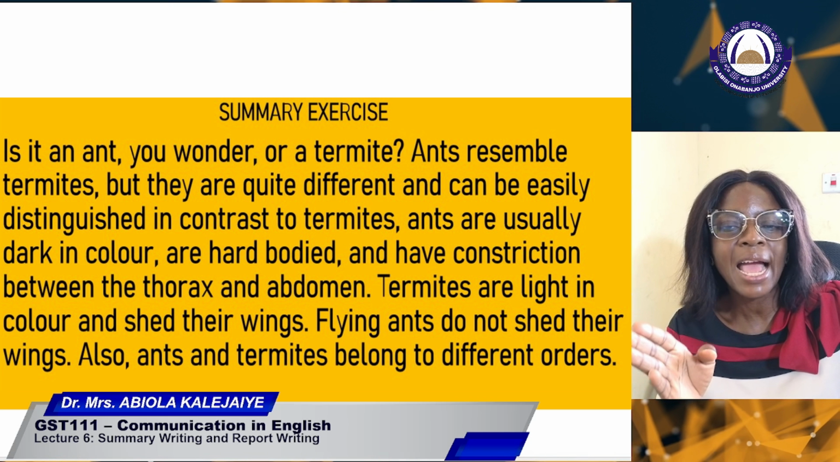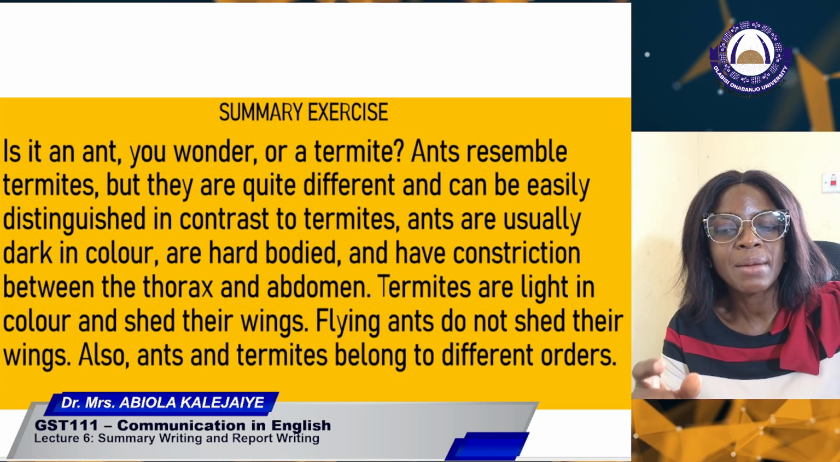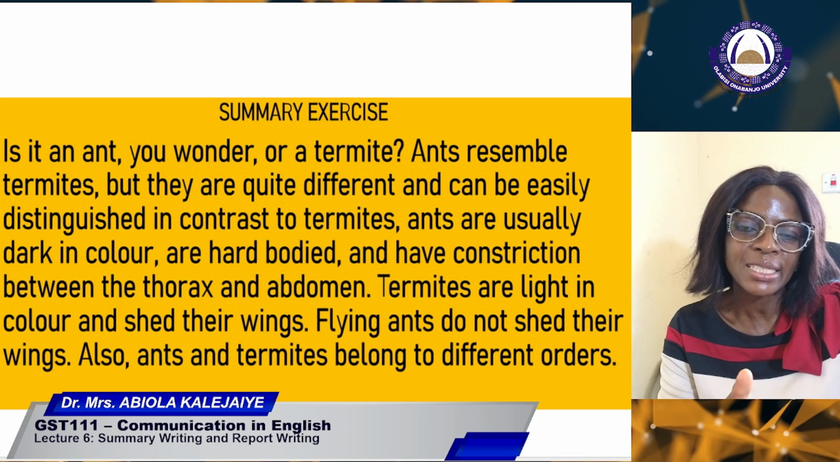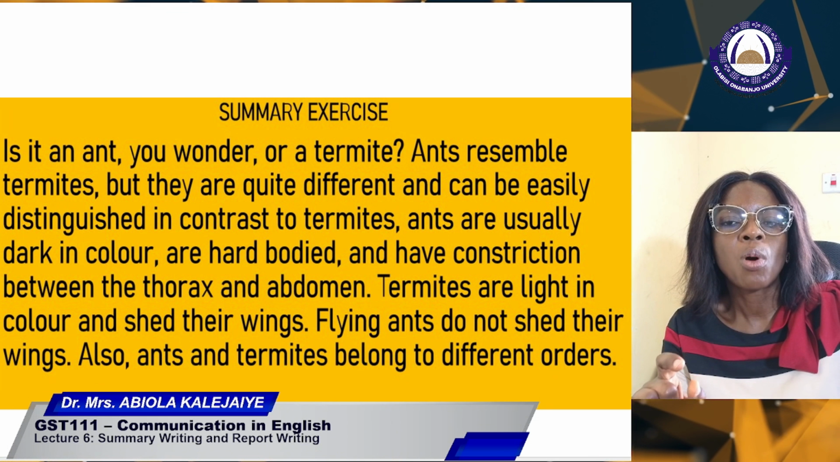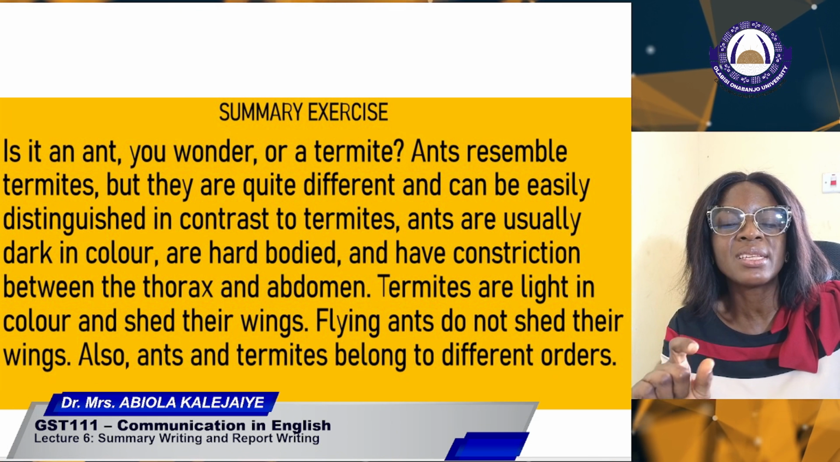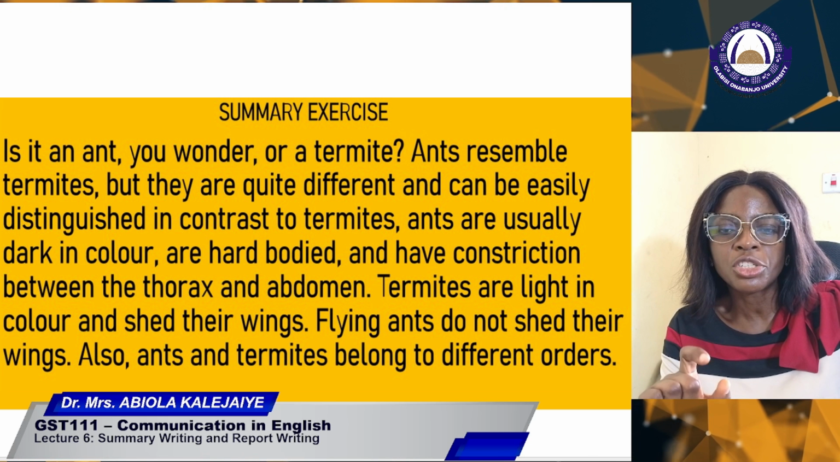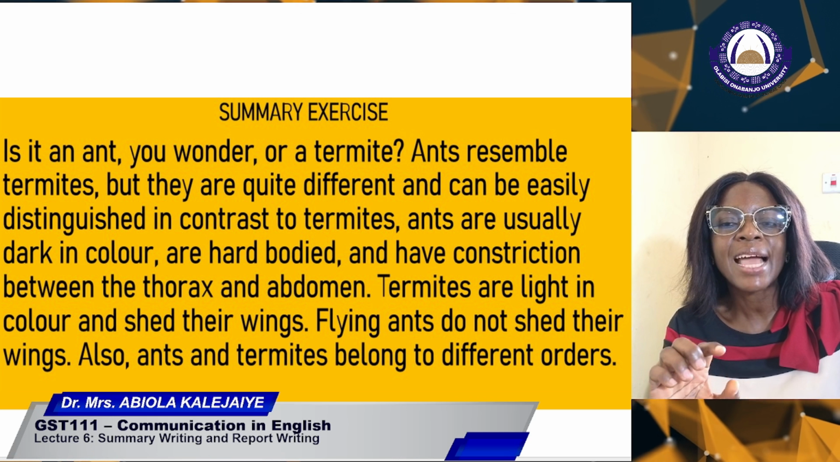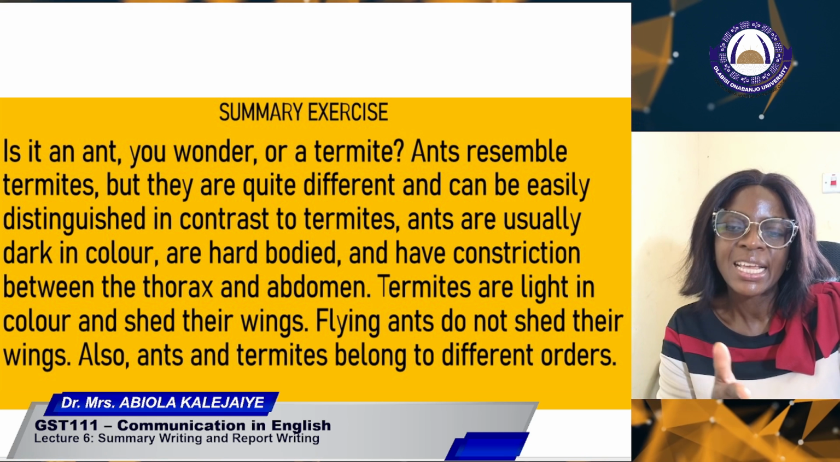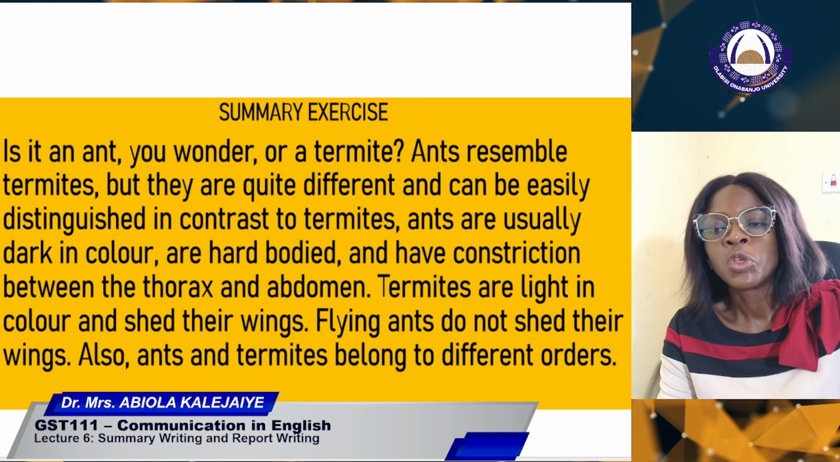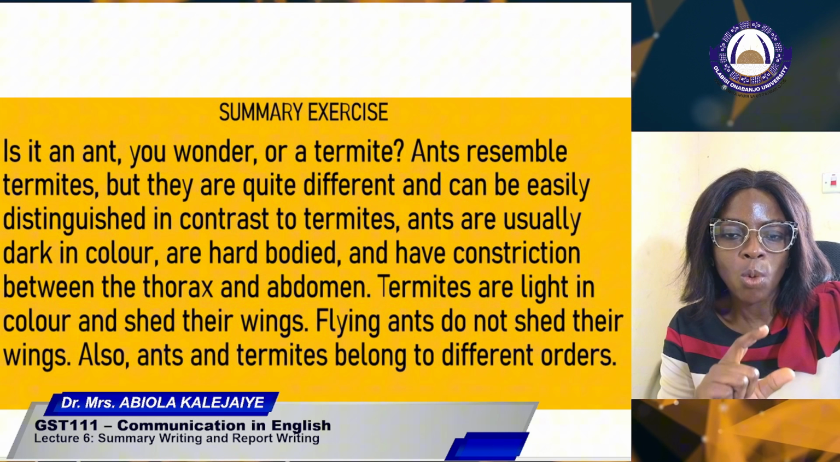I said, is it an ant? You wonder, or a termite. So we're trying to differentiate between an ant or a termite. We said ants resemble termites, but are quite different and can be easily distinguished in contrast to termites. Ants are usually dark in color. So we are trying to characterize ants from termites now. So ants are dark in color, one.